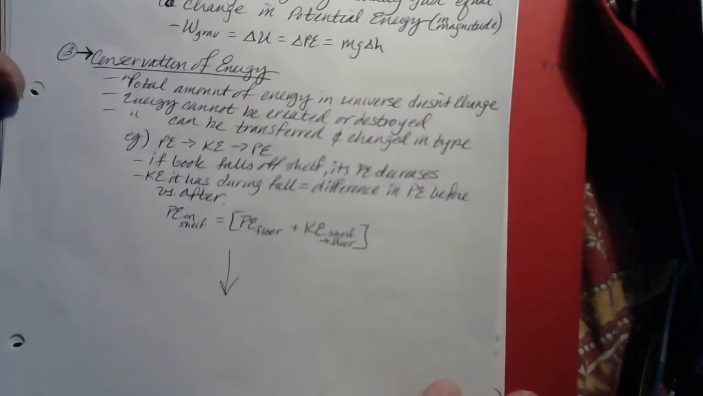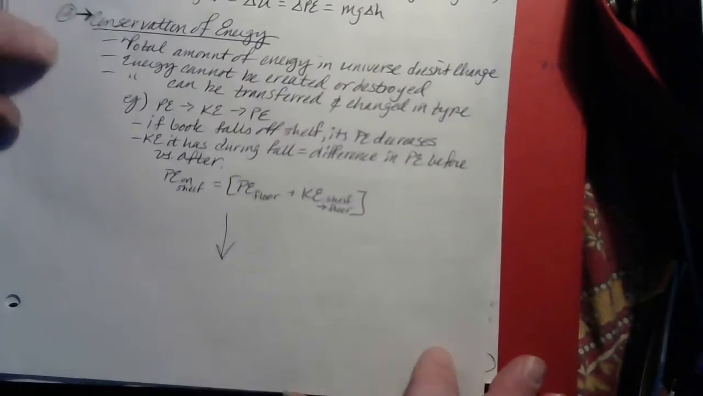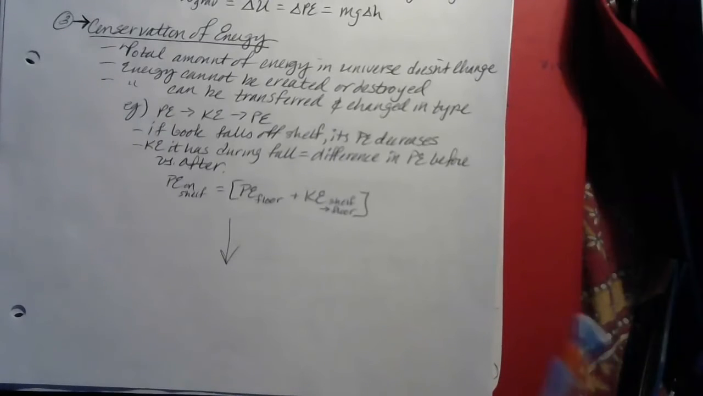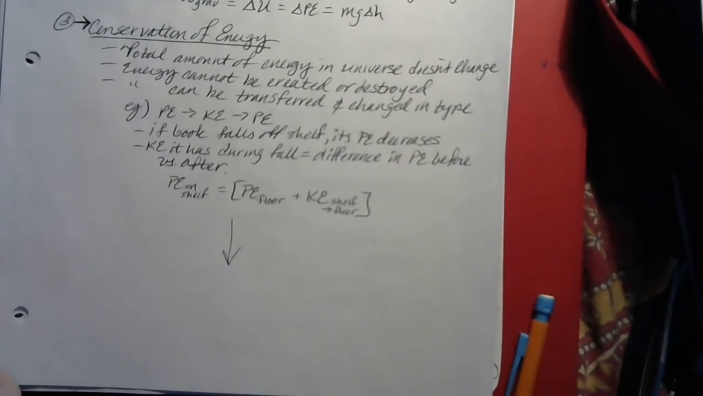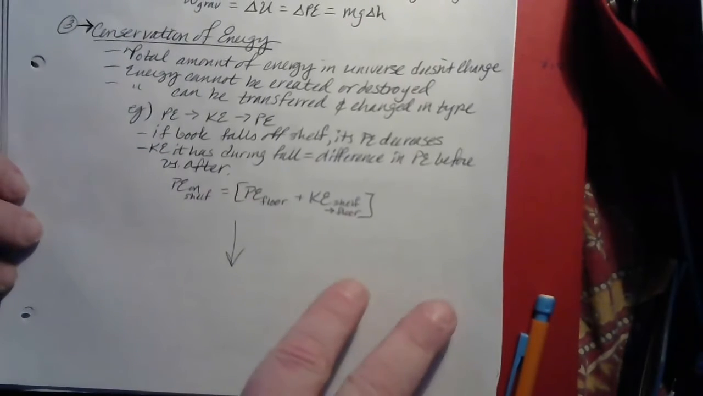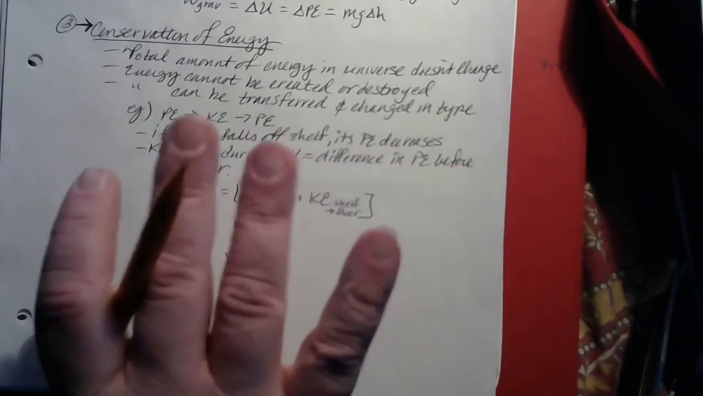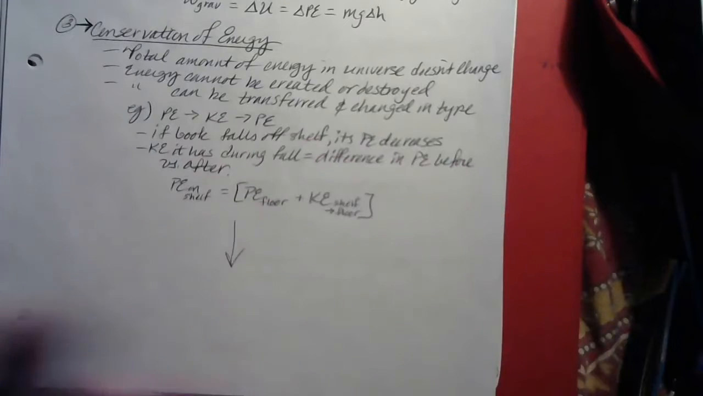And that brings us to conservation of energy. Conservation of energy means or refers to the fact that the total amount of energy in the universe is constant. Or in other words, the total amount of energy in the universe doesn't change. Energy cannot be created or destroyed. It's all out there somewhere already.